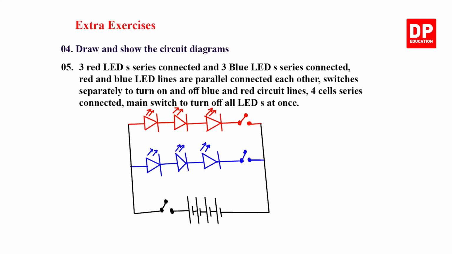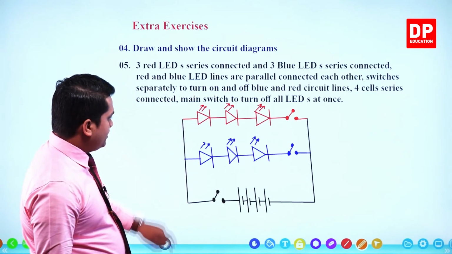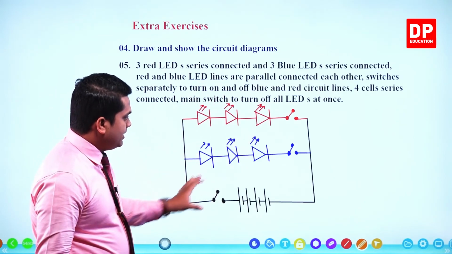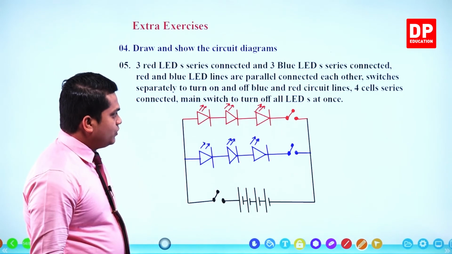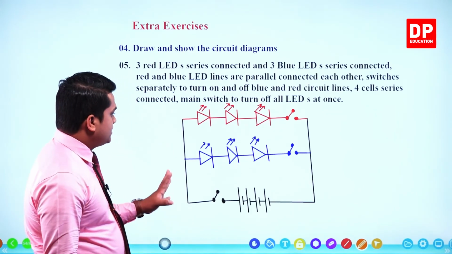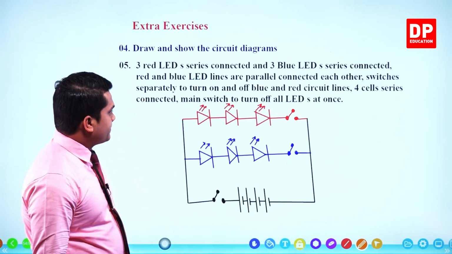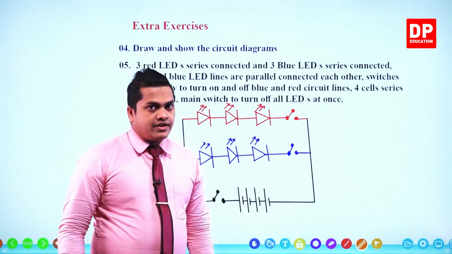Right. Negative terminal with the negative, longer positive with the positive. So when I'm going to turn on this switch, all LEDs are going to light up, but however we have to turn on and off blue and red as per our need. So this is the circuit diagram for this particular description. Right, so these are the circuit diagrams, my dear children.